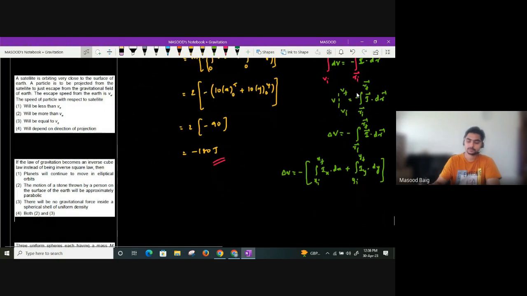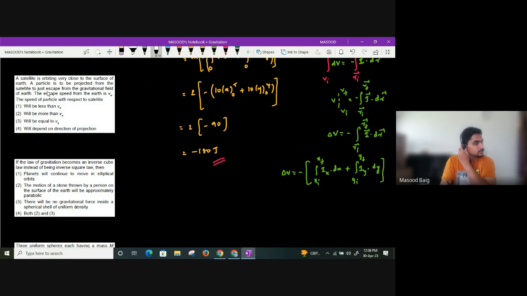Let's see the next question. Relation between field and potential, very, very important, guys, again. A satellite is orbiting very close to the surface of Earth. A particle is to be projected from satellite to just escape from the field of the Earth. Escape speed from the Earth is VE, the speed of the particle with respect to satellite they are asking. Okay, so a satellite is orbiting very close to the surface of the Earth. So what is the speed of the satellite, guys? If I talk about speed of the satellite with respect to the Earth, how much is it? It will be equal to orbital speed.